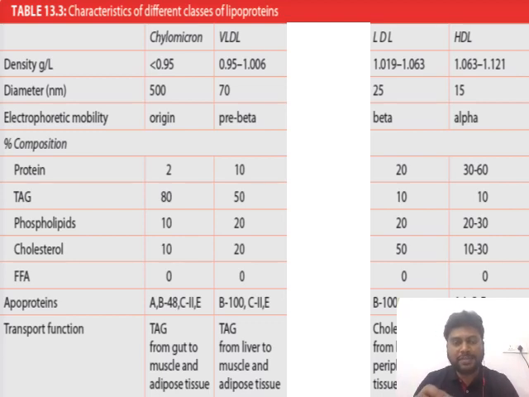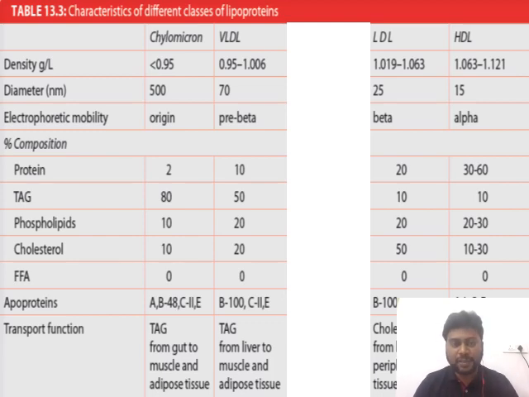You need not memorize the entire table, but you should know 5 facts about each of these lipoproteins. What are those 5 facts? To start with, from chylomicron to HDL, the protein content increases, whereas the lipid content decreases.